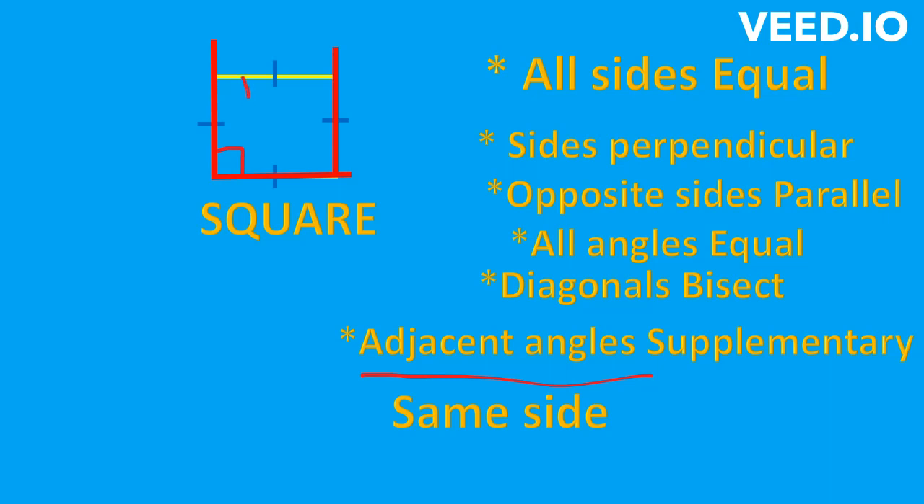So, adjacent angles here in a square, these two are also adjacent, and these two are adjacent. This one and this one are adjacent to each other. Put together, they should make 180 degrees. That's what we mean by supplementary.